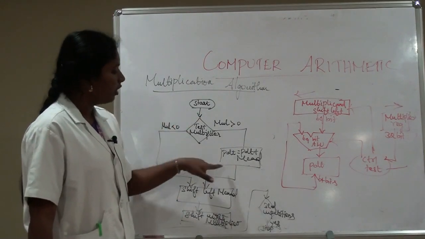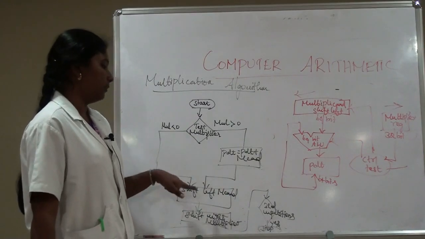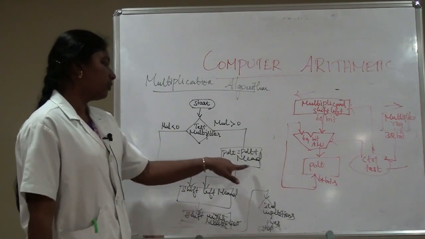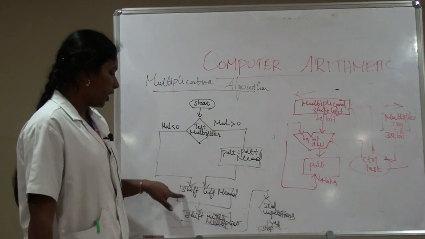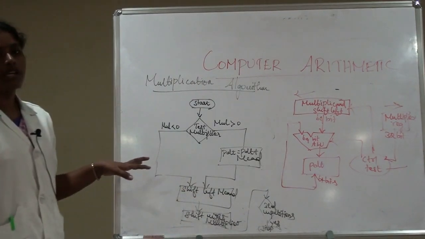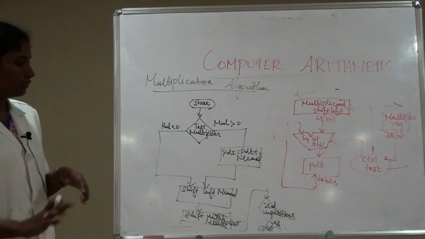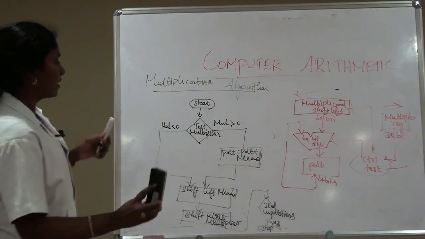Otherwise, we have to set product equal to product plus multiplicand. Next we have to store the result in the product. Next we perform the same operation again, left shift and right shift. Next we are moving to an example.